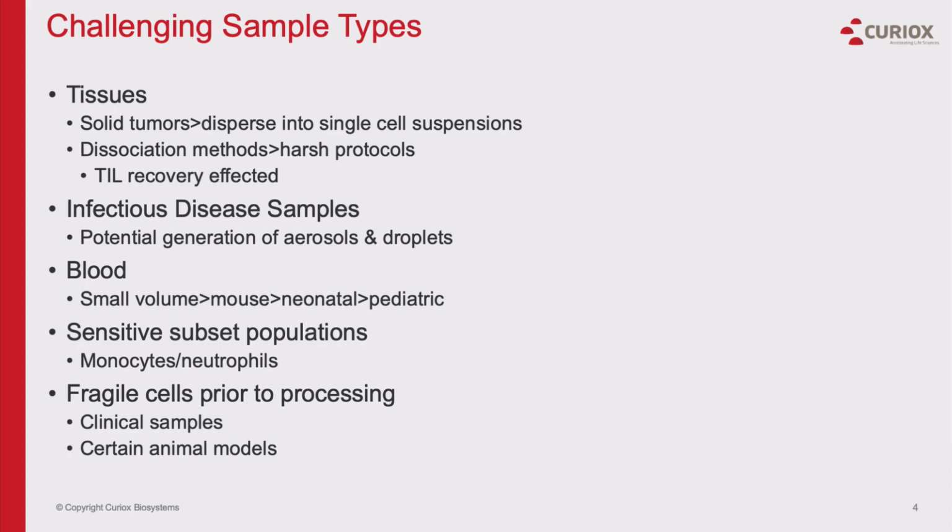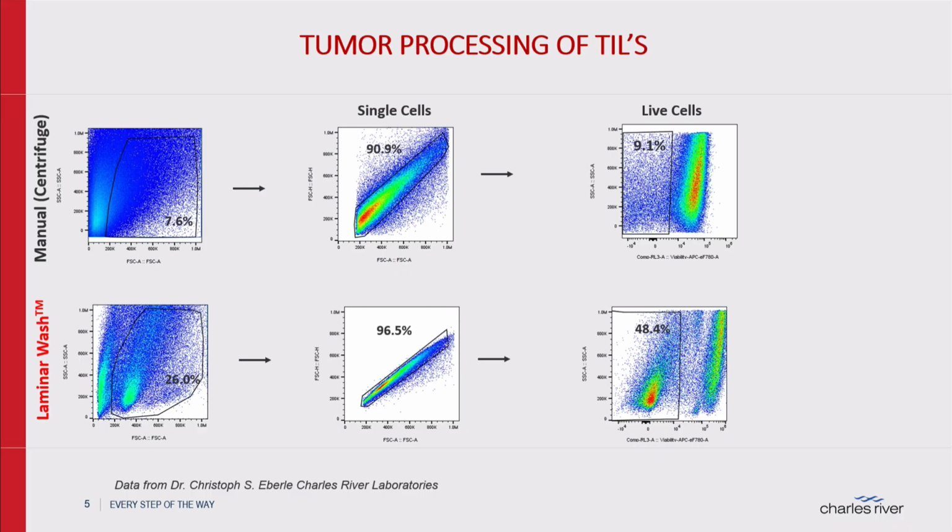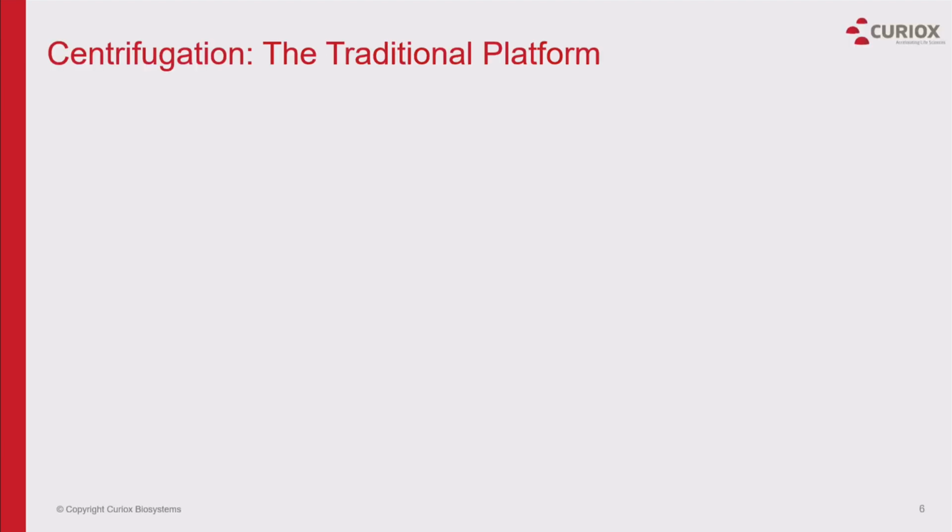So just to give you an example of what I just talked about, I'm going to show this data in more detail later, but this is tumor processing out of TIL samples from a fragile mouse model system that can lead to issues just through some traditional platforms that we've used in the past. And one of those traditional platforms has been centrifugation. I mean, we've used it pretty much our entire career because that's what we were trained on and that's what we've been used to using.